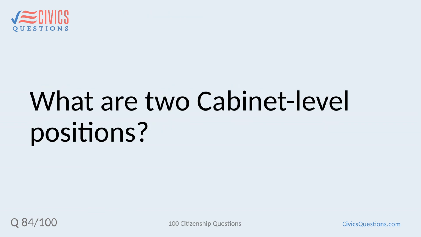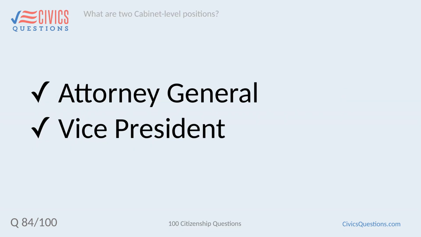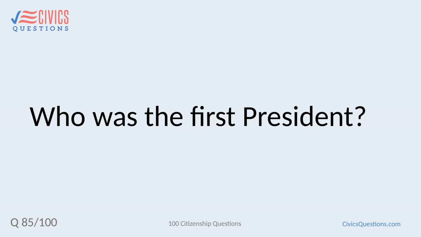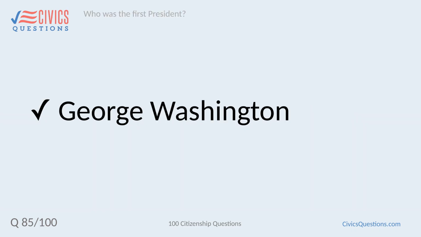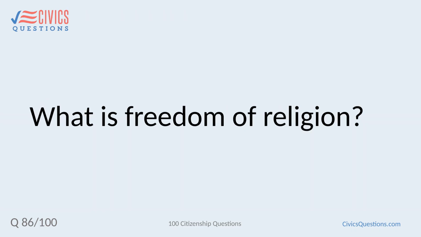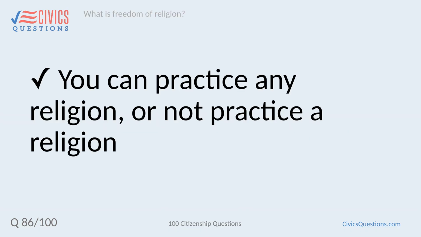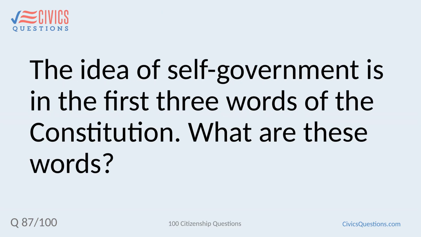What are 2 cabinet-level positions? Attorney General. Vice President. Who was the first president? George Washington. What is freedom of religion? You can practice any religion or not practice a religion. The idea of self-government is in the first 3 words of the Constitution. What are these words?